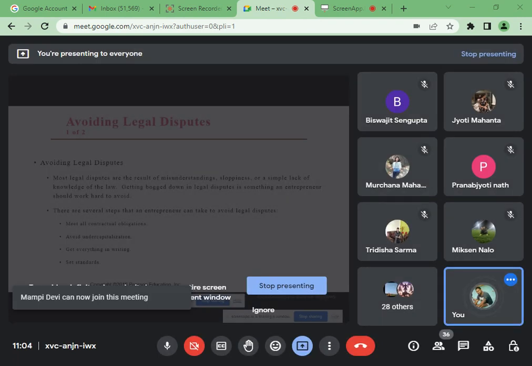Why do most legal disputes arise? Because of misunderstanding or lack of knowledge of the law. So there are several steps an entrepreneur can take to avoid legal disputes: meet all contractual obligations, avoid undercapitalization, get everything in writing, set standards. There should be standards that they maintain in the business, and they should get everything in writing to have a record.